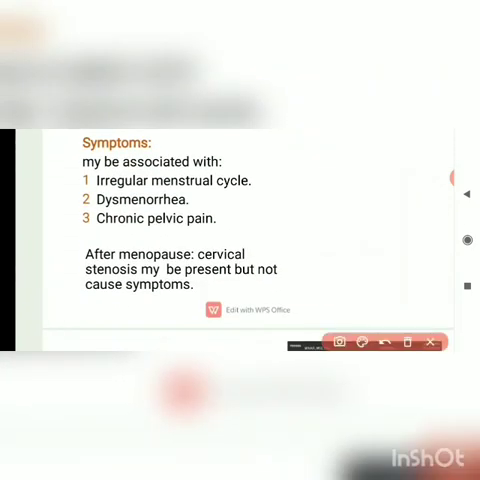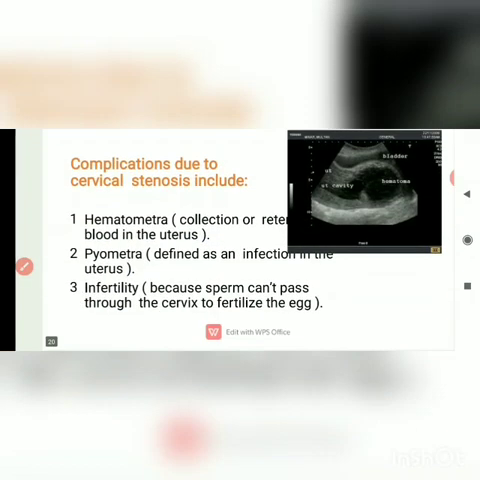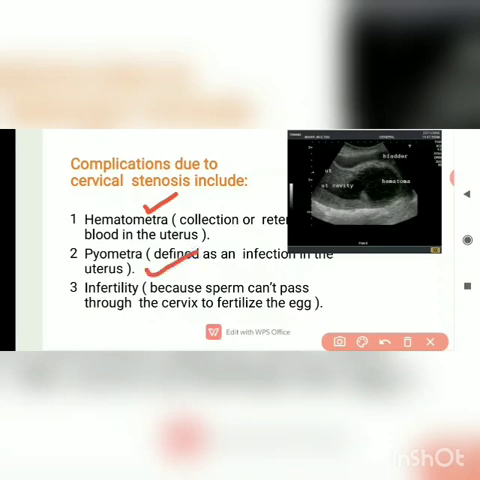So what will be the symptoms? Symptoms will be dysmenorrhea, chronic pelvic pain, irregular menstrual cycle. All this why? Because the menstrual blood cannot fully come out. Okay. So after menopause, cervical stenosis may be present but might not cause symptoms. It can lead to pent up secretions of blood in the uterus, causing hematometra, pyometra, and it might cause infertility, because the sperms will not be able to enter the cervix.